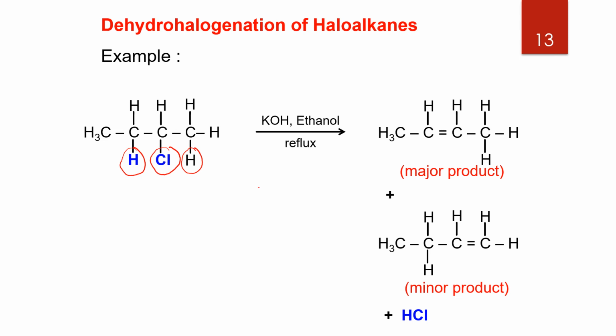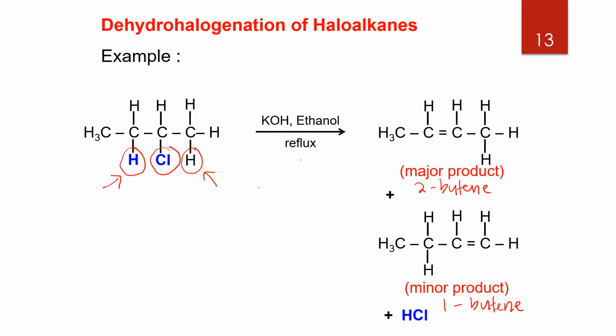The first product is formed when we remove the hydrogen atom on the left side, so it gives 2-butene. When we remove the hydrogen on the right side, it gives 1-butene. Between the two alkenes produced from the elimination reaction, which one is the major product?